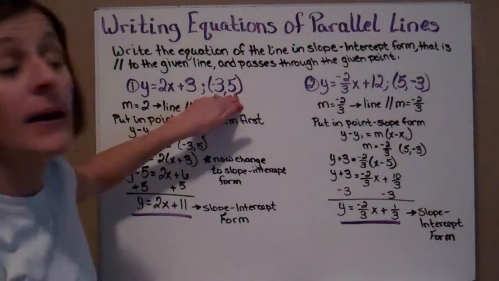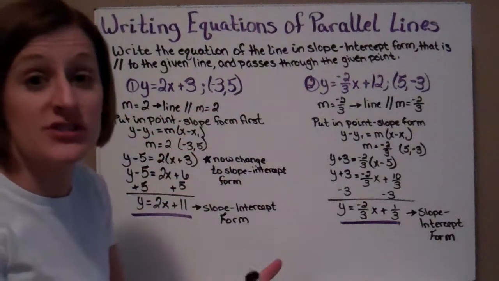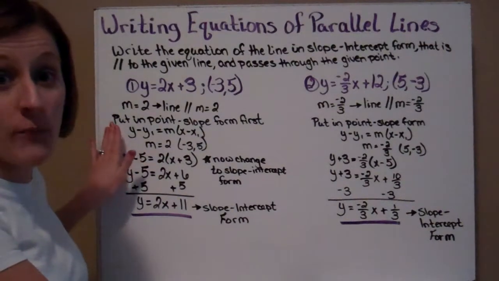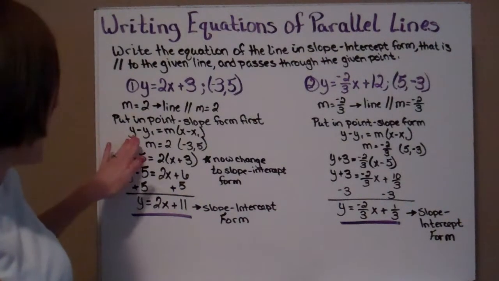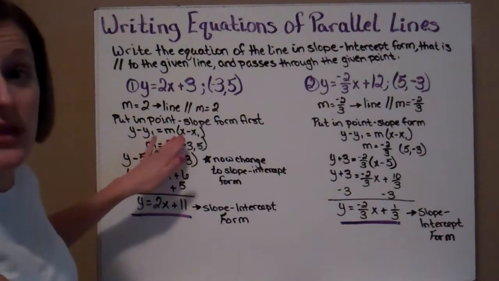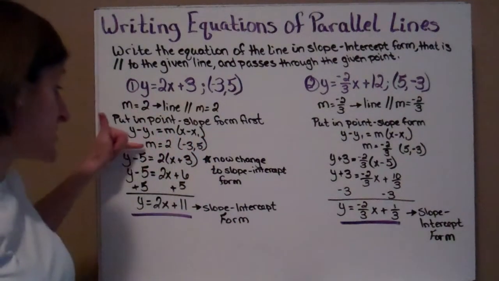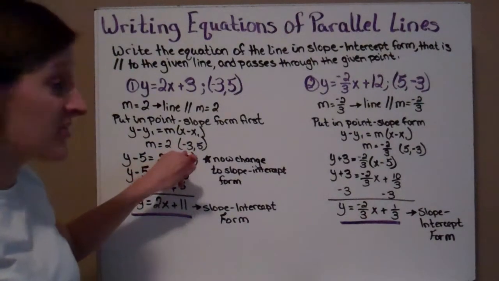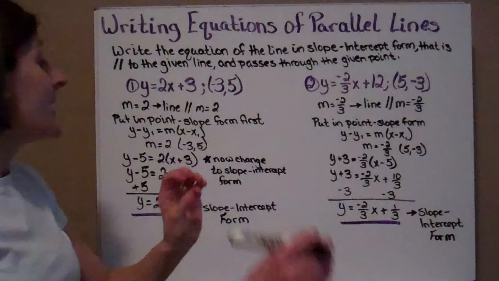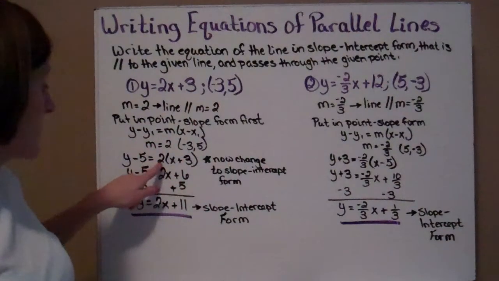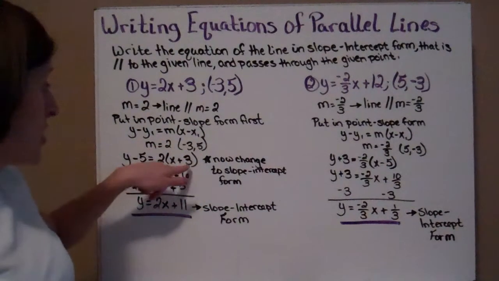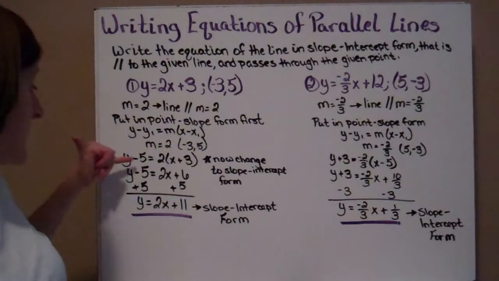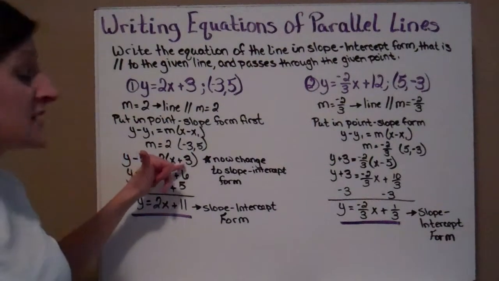Take my point, (-3, 5), and the slope 2 that I needed, and we're going to put it in point-slope form first. So I take y minus y1 equals m times x minus x1. My slope is 2. My point is (-3, 5). So now I put those in. 2 goes in for m, plus 3 and minus 5. So I have y minus 5 equals 2 times x plus 3.